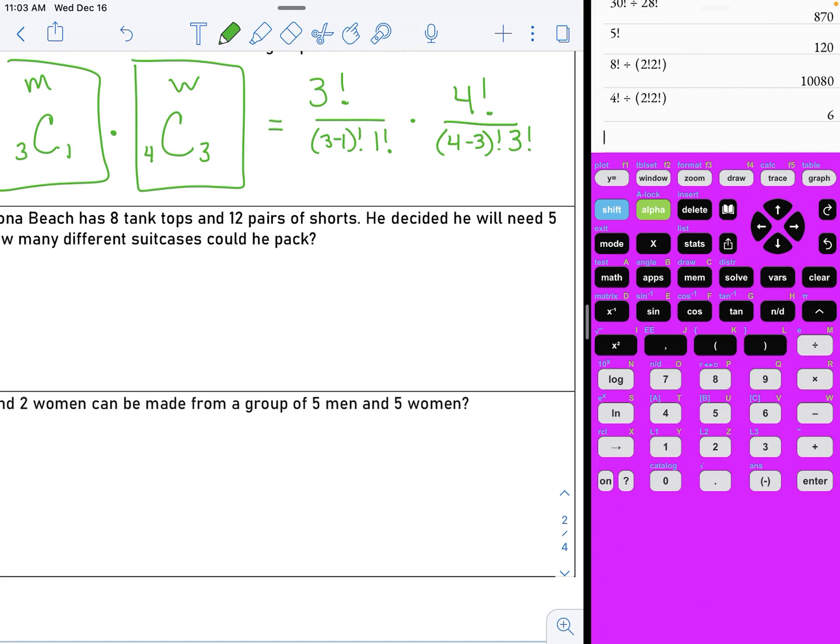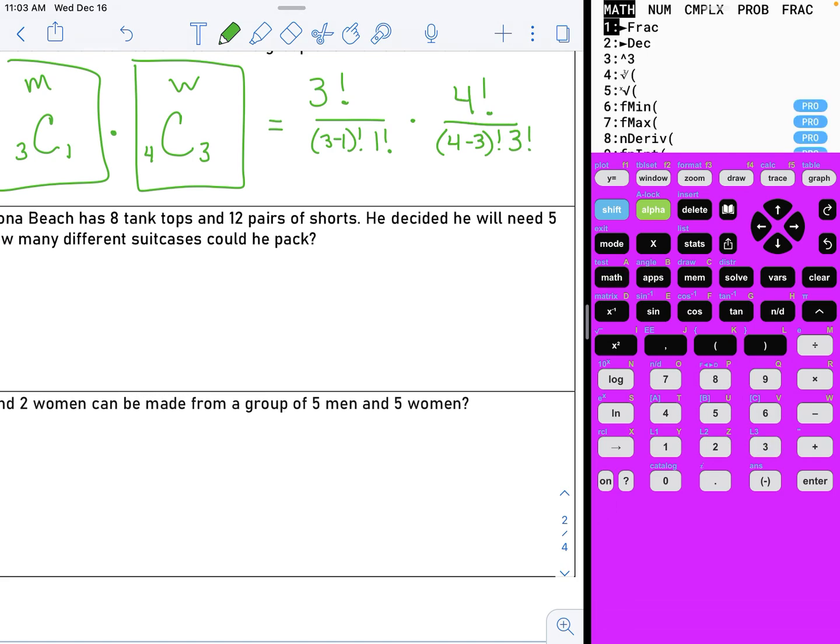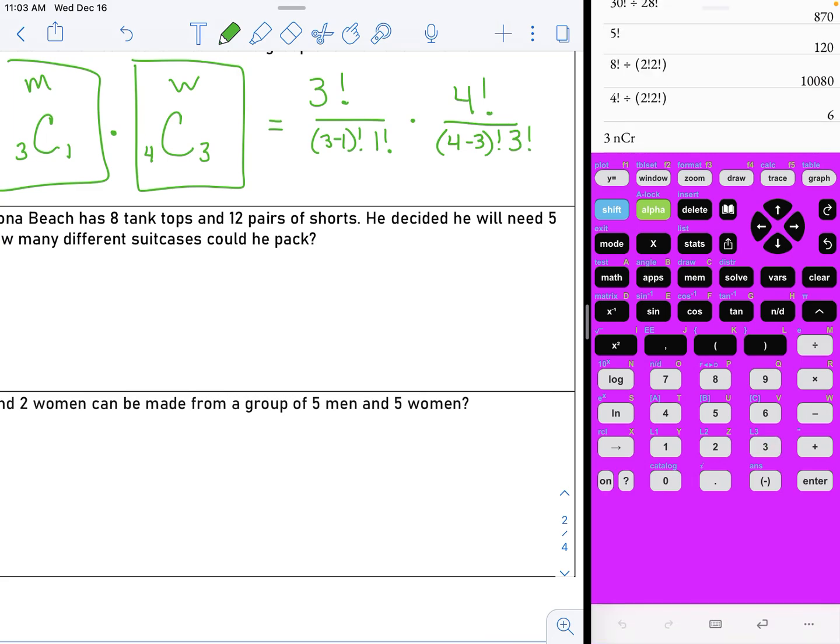So for the men, I'm going to do 3 math. I'm going to pick combination, and I'm going to put a 1. Pause the video if you're not keeping up. That way you can use your calculator simultaneously. And I'm going to get an answer of 3. So for the men, there's 3 different options. I'm going to take my highlighter. I'm going to put a big 3 over that.